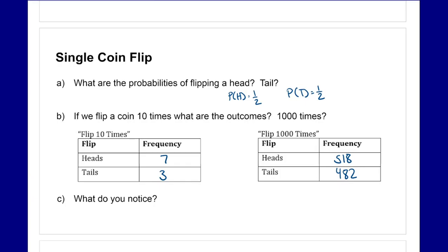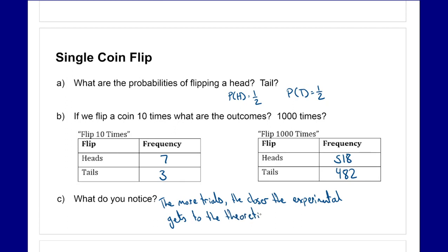So what do we notice? Well, the more trials we do, the more trials in our experiment, the closer the experimental gets to the theoretical. So neither probabilities are wrong, the theoretical or the experimental. The only reason why there might be a difference is because we haven't done enough trials. Because again, theoretical is what should happen, experimental is what did happen. If we only do one trial, it may not work out like that.